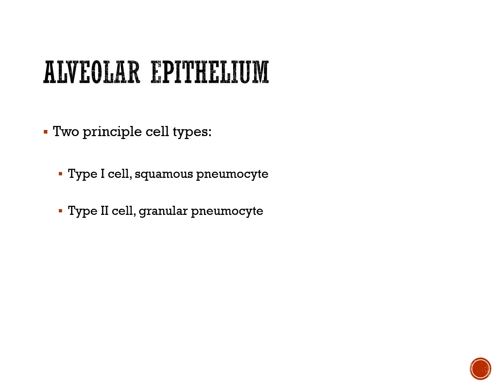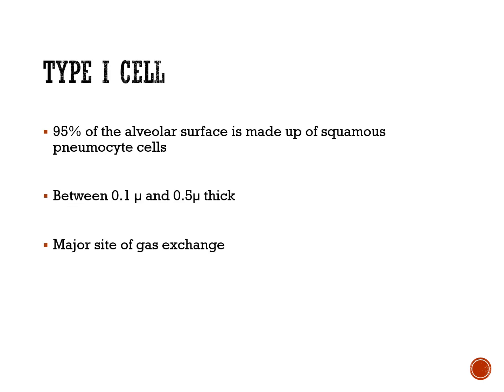Alveoli are lined by two cell types. Type 1 cell, which is a flat squamous pneumocyte, and type 2 cell, which is a much larger granular pneumocyte. Type 1 pneumocyte gives rise to type 2 pneumocyte. 95% of alveolar surface is made up of squamous pneumocytic cells. They are between 0.1 micron to 0.5 micron thick, and they are the major sites of gas exchange.